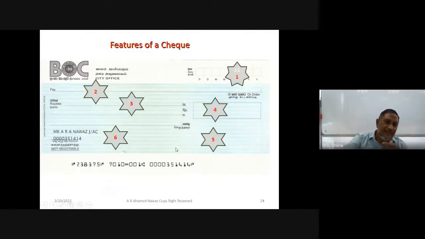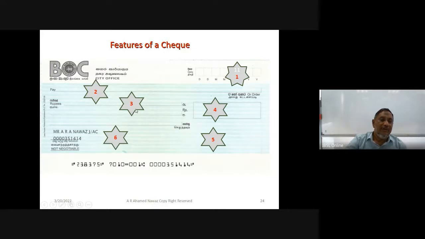Now let's see the features of a check. There are a number of features available. These are called statutory features. The first one is the date. What is the date of a check? It's important. Number 2 is the payee, to whom the check is addressed to be paid. And number 3 is the value in words.